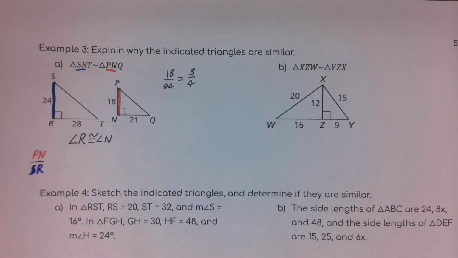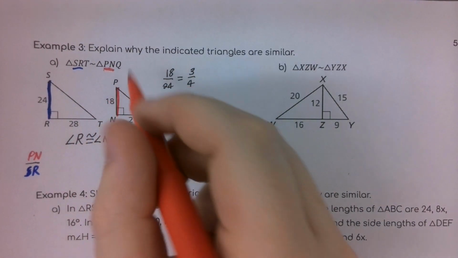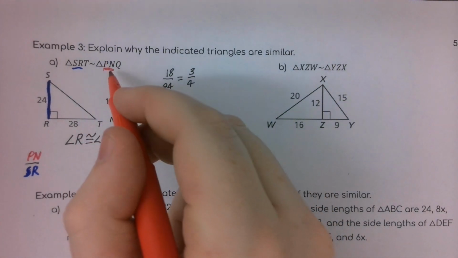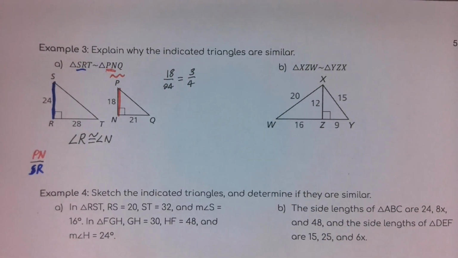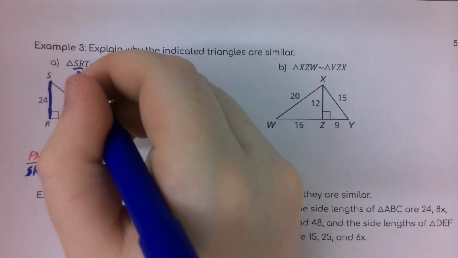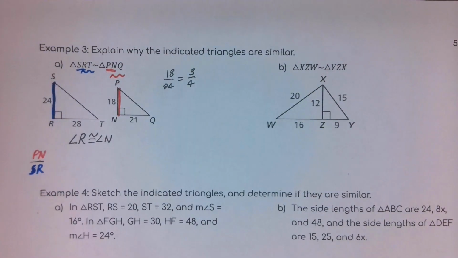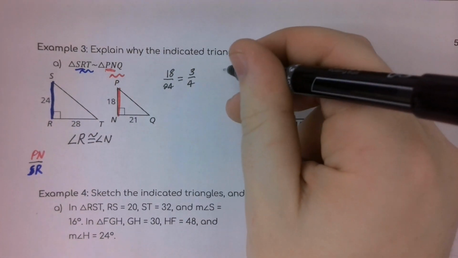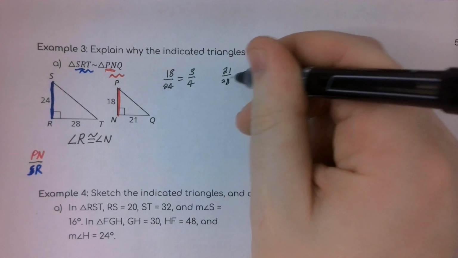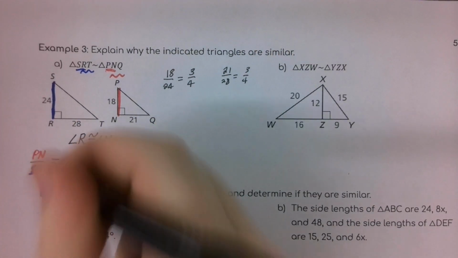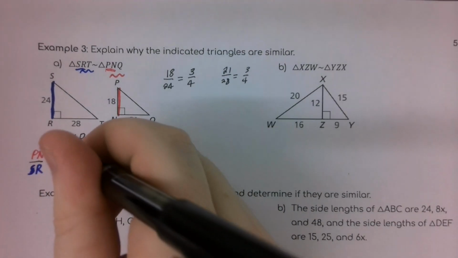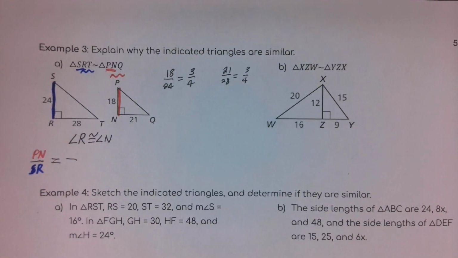Cool. Next length. In these triangles, the length that is next to our congruent angle is NQ. Let me get a little squiggle here. NQ is supposed to be similar to RT. So again, we can try it out. 21 over 28 equals, well, it's 3/4 as well. So PN over SR does equal NQ over RT.